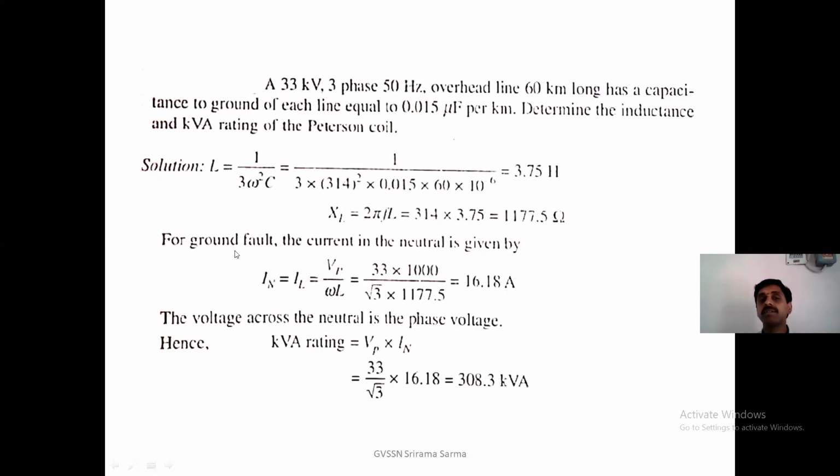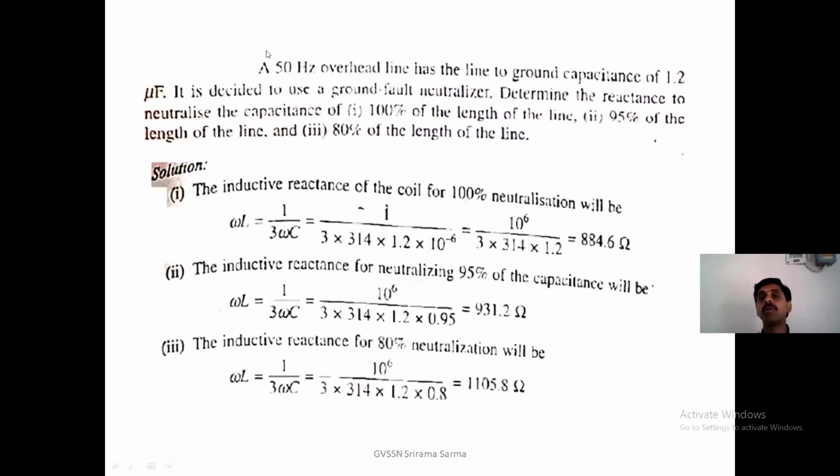From that, for ground fault, the current in the neutral is given by Vp by omega L. You will get the neutral current. So the voltage across the neutral is given by the voltage per phase, 33 by root 3, into the neutral current. So this is the kVA rating of the Peterson coil. Okay. So like this, another problem is given.